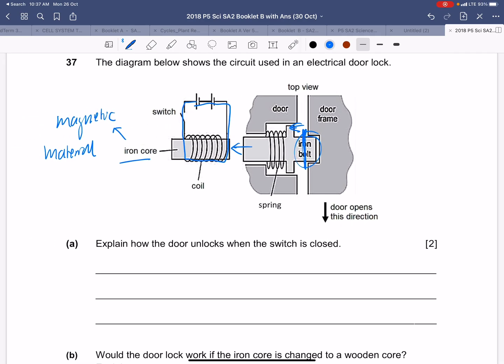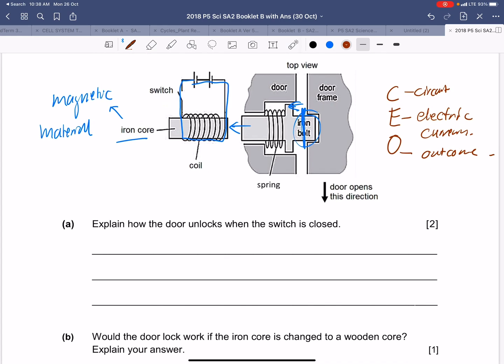So once again, I would use the strategy of CEO. CEO stands for circuit. I'm just going to write it down. Is your circuit open or closed? E stands for, can your electric currents flow through the circuit? And O stands for, what is the outcome? So let's talk about it. So when the switch is closed, what happens?